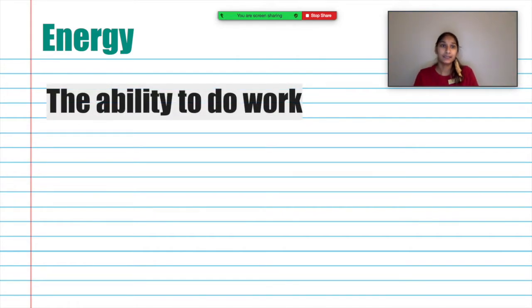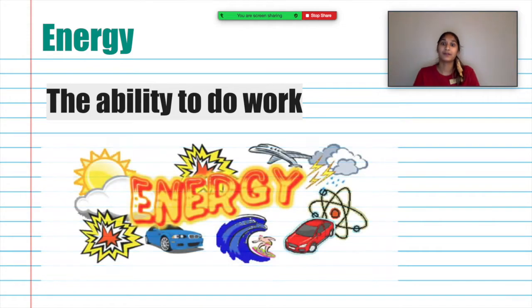Now that we've had an introduction, let's do some vocabulary learning. First, we're going to talk about energy. Energy is the ability to do work, and it's super important in science. It's basically how a lot of the world functions. Now, there are two types of energy.